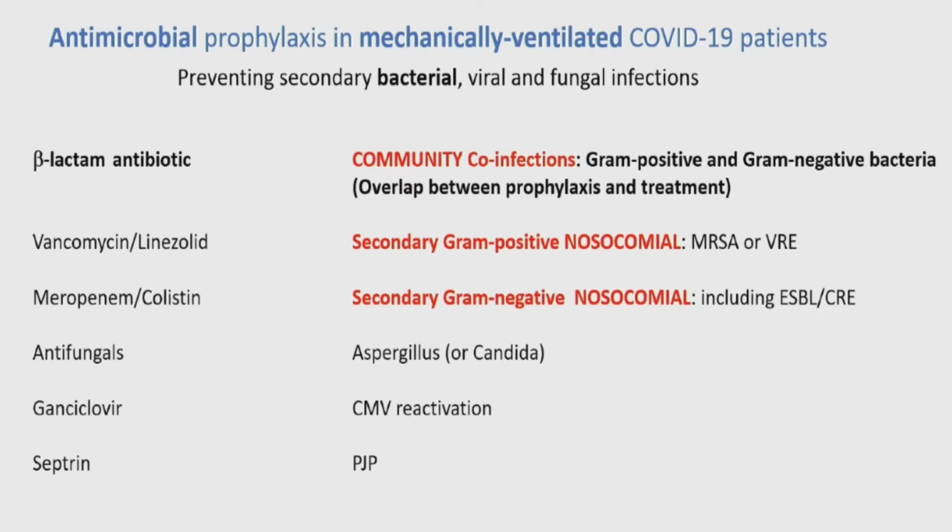We use vancomycin and linezolid to cover for MRSA and PRE. Meropenem or colistin is used to cover for ESBLs and CR. Antifungals are mainly used for aspergillosis and also sometimes for candida. Ganciclovir, as we have discussed in the previous video, is mainly for CMV reactivation. Finally, we have Septrin for Pneumocystis jirovecii.